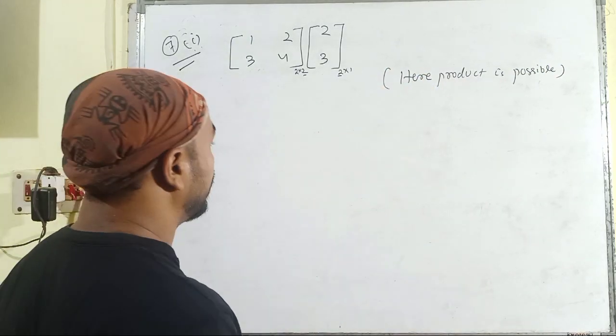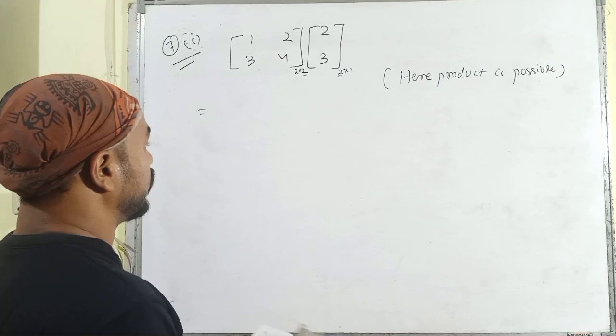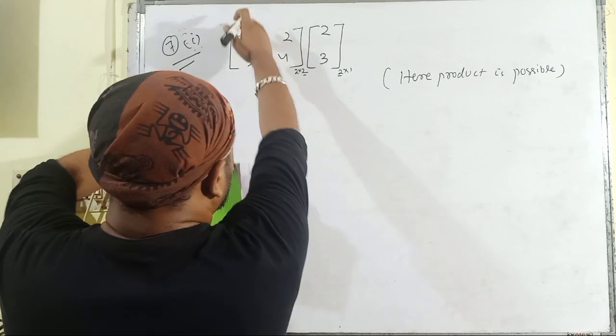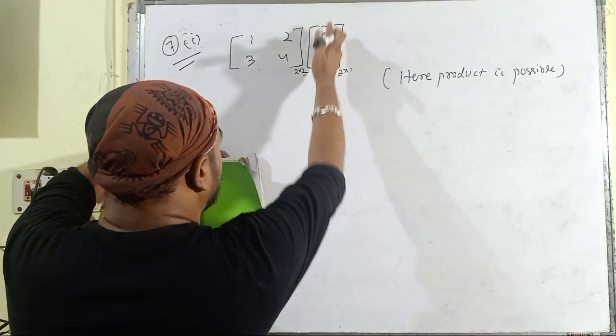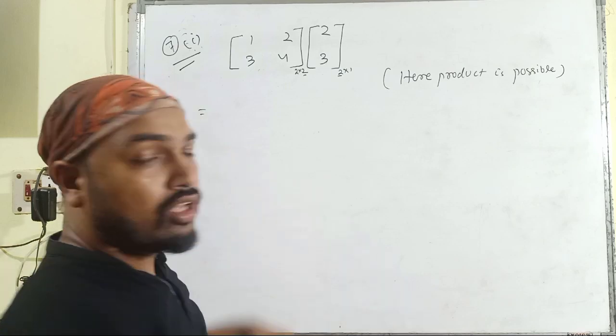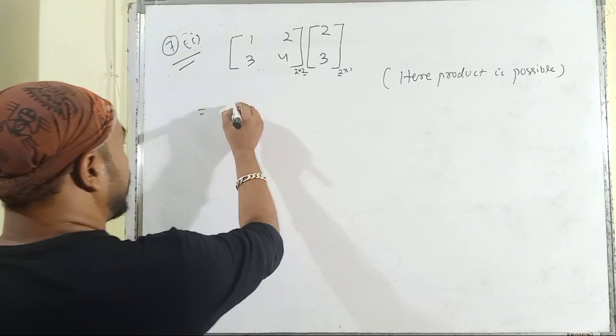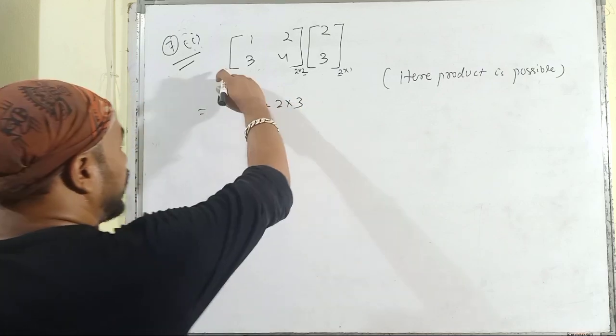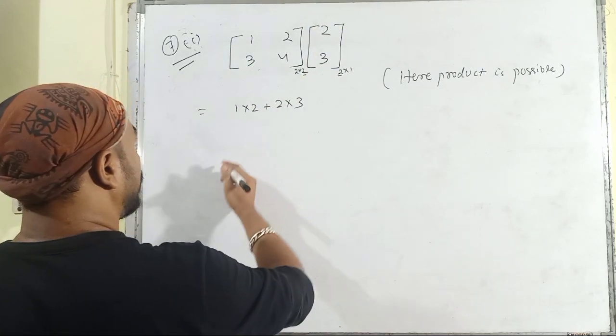So let us find the product here. As per the rule, first of all we go through the row and then the column. So [1 2] will be multiplied with [2 3]. The corresponding elements of 1 2 will be multiplied with the corresponding elements of 2 3. So it is 1 into 2 plus 2 into 3. Then 3 4 with 2 3.